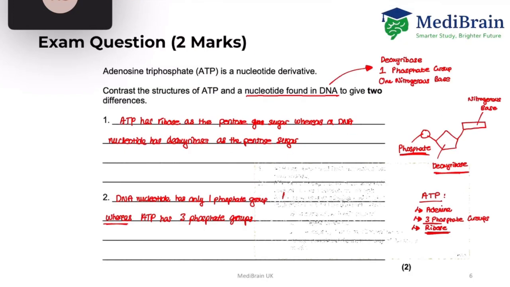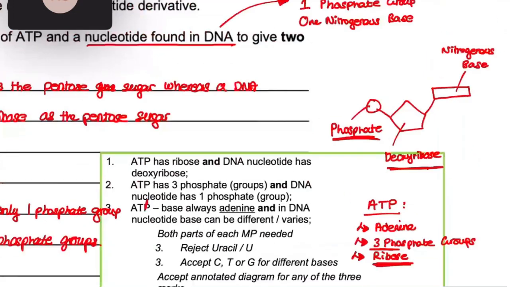Okay, now if we look at the mark scheme, ATP has ribose and DNA nucleotide has deoxyribose. ATP has 3 phosphates and DNA nucleotide has 1 phosphate. So we said all that.